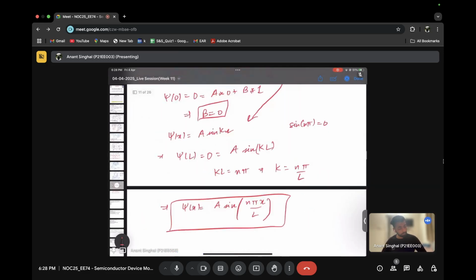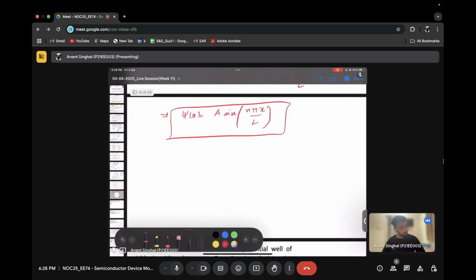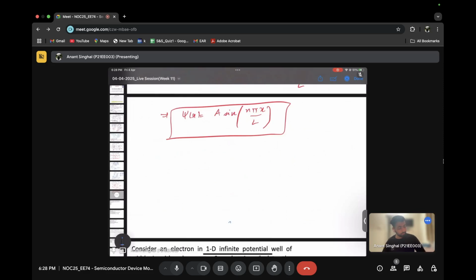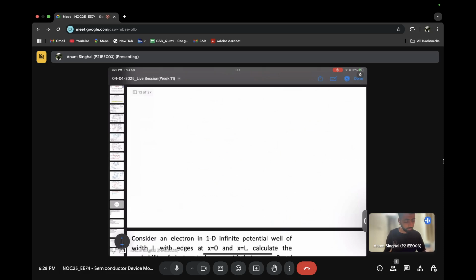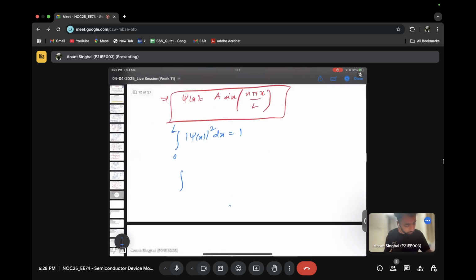So I'll make the integration from 0 to L, because from minus infinity to infinity, the rest is 0. The integral of psi x square dx will be 1. So I'll just try it out. You also try it out from your end, all of you, and let me know what value of a you are getting. So it is 0 to L, and the square will be a square sin square n pi x by L dx is equal to 1.